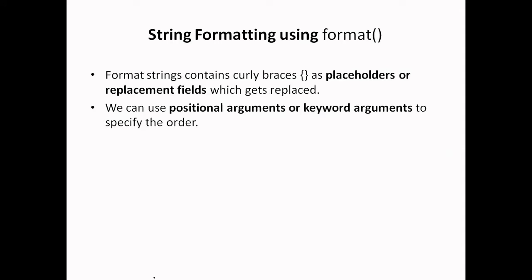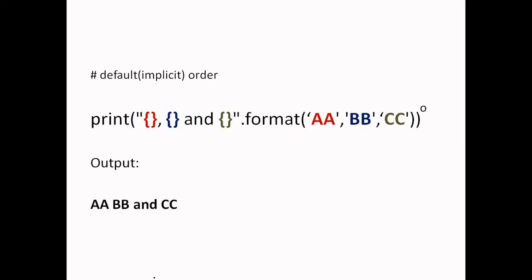Python also supports the formatting of a string using the dot format method. The format method works by providing some placeholders using curly braces. These curly braces work as replacement fields, and we provide some positional and keyword arguments. Let's see an example.